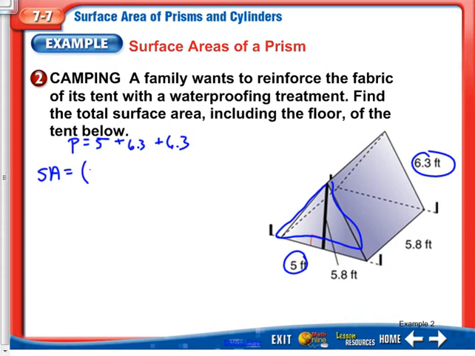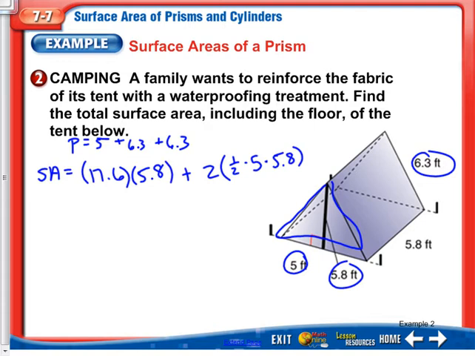Perimeter is 17.6. Now I need my height, which is this 5.8 right there, plus 2 times the area of the base. Now, if you remember, to find the area of a triangle, I'm going to have 1/2 times the base, which is 5, times the height, which is 5.8. All right, so now we kind of have all that filled in. Now we just need to jump into our calculator to get some calculations done.